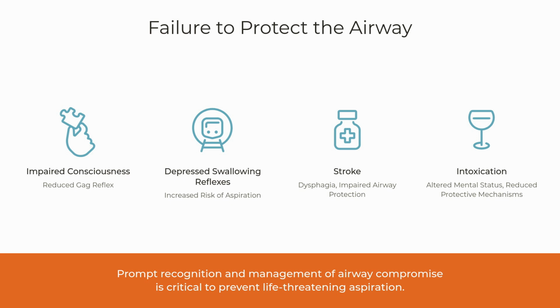Failure to protect the airway. Failure to protect the airway occurs when a patient's consciousness is impaired, increasing aspiration risk. A Glasgow Coma Scale less than or equal to 8, indicating severe unresponsiveness, is a common threshold. These patients often lack a gag reflex, making them prone to aspirating vomit or secretions. In intoxication, such as with alcohol or opioids, the central nervous system depression dulls protective reflexes.